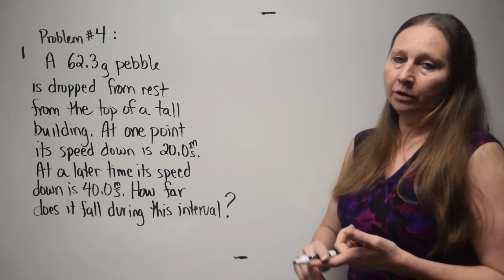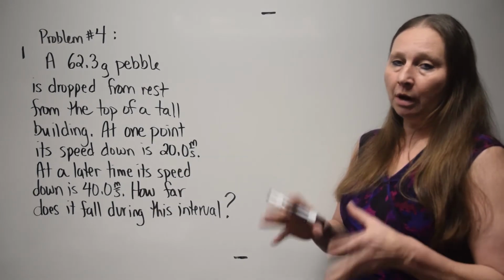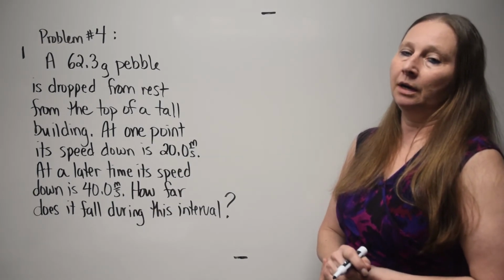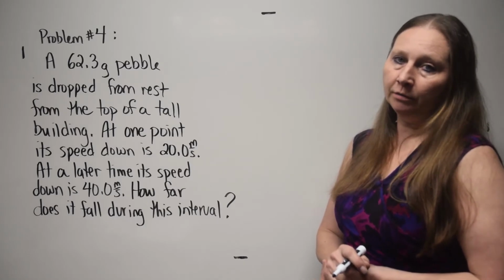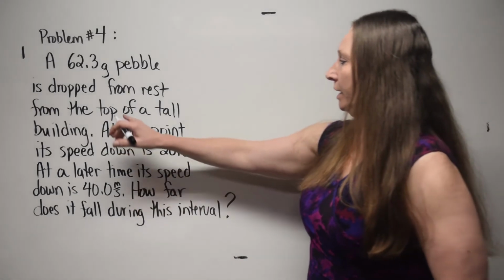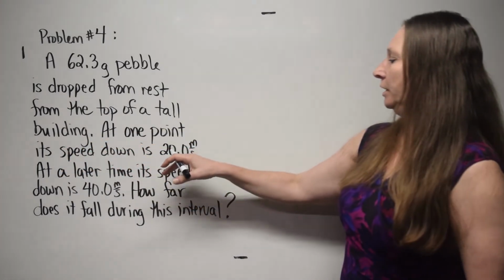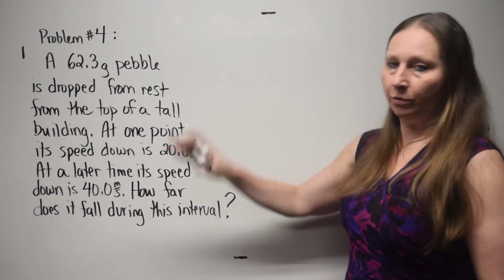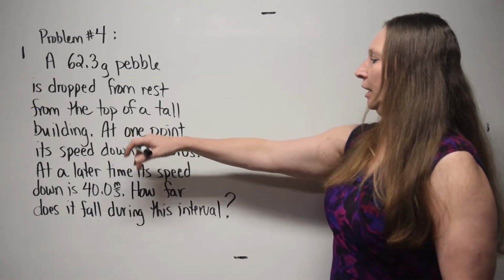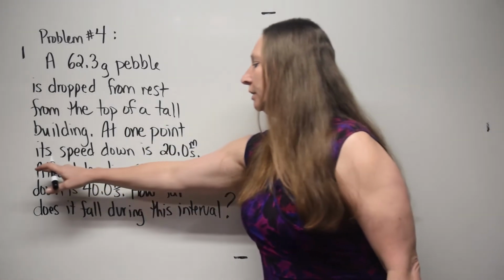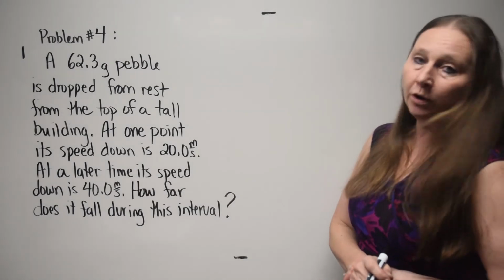Okay, so now a 62.3 gram pebble is dropped from rest. So we know it's on Earth. We know it's dropped from rest. You can probably use the magic chart. It's dropped from rest from the top of a tall building. At one point, the speed is 20 meters per second. It's going down the whole time, obviously. At a later time, its speed is 40 meters per second.